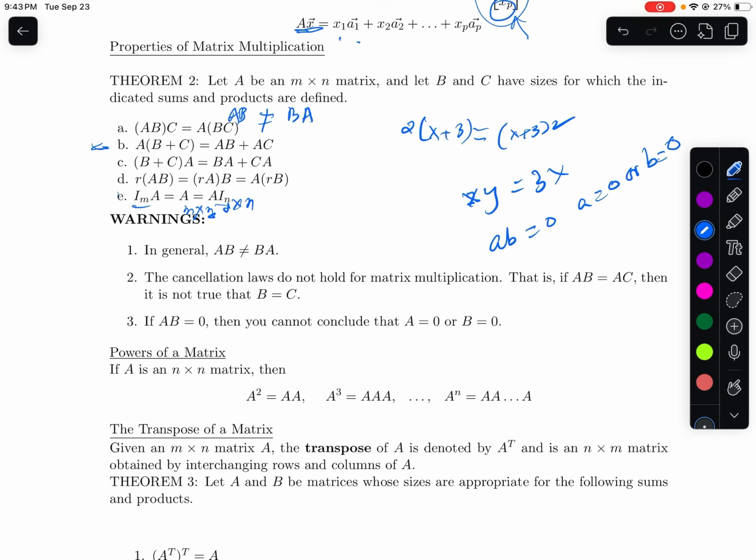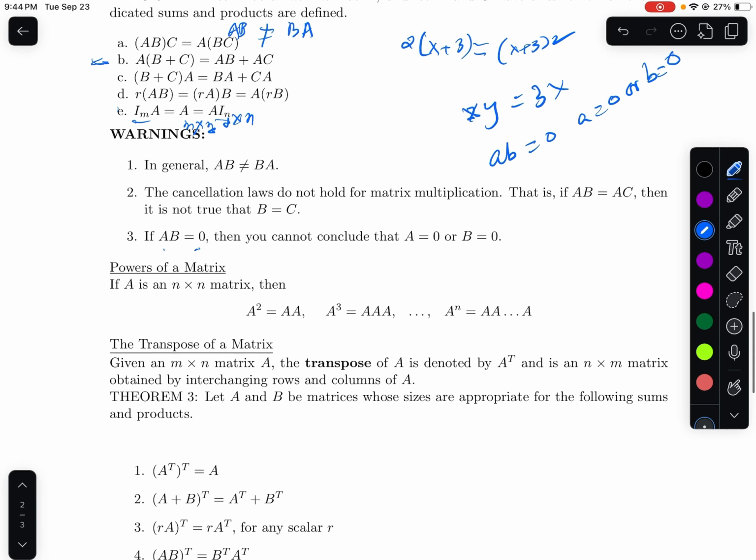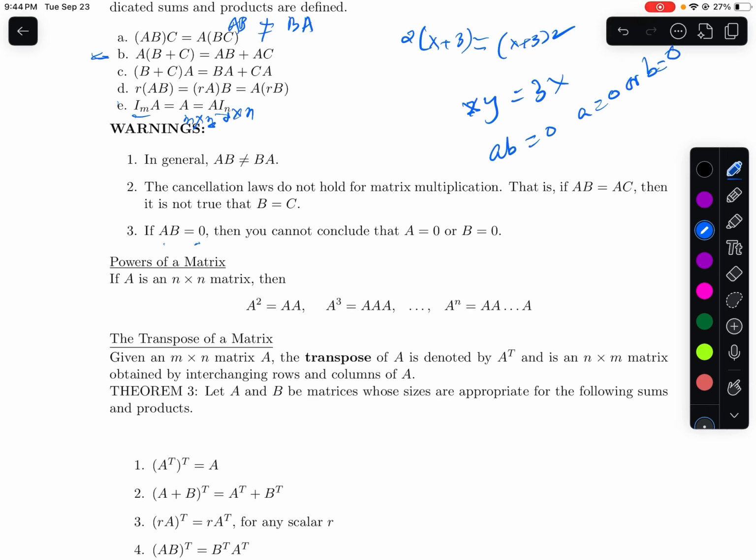Also, if you recall, there is a zero product property for numbers, which says if A times B is 0, then A is 0 or B is 0. This must happen. One of them must be 0, at least one of them. Both can be 0, but at least one of them is 0. But with matrices, if you get a product to be the 0 matrix, then you cannot say that A is the 0 matrix or B is the 0 matrix. So the zero product property does not hold in matrices.